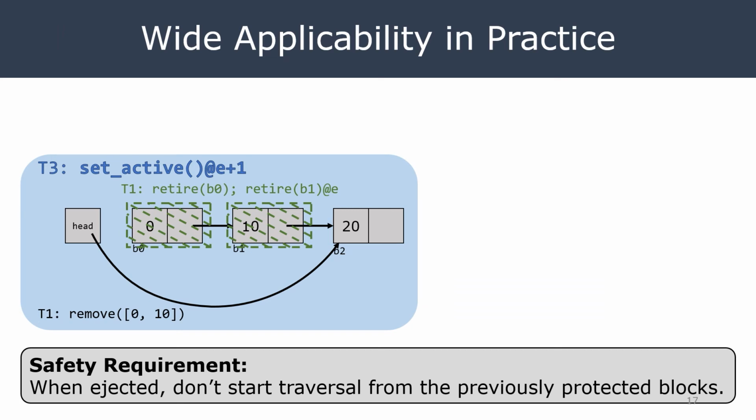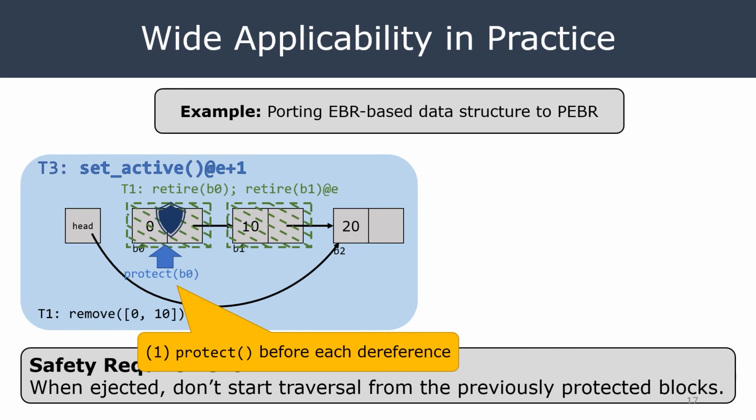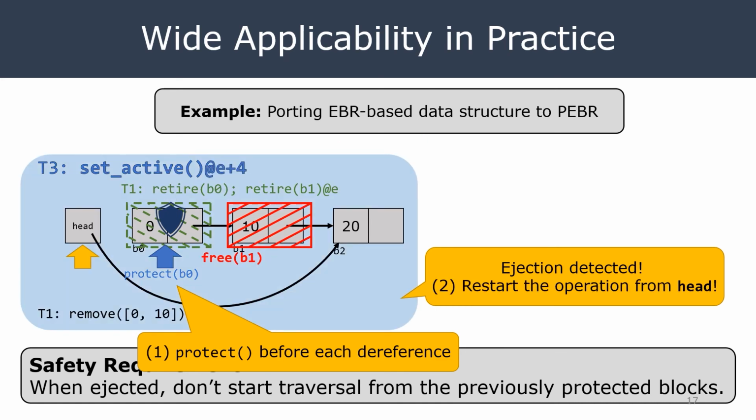In fact, data structures based on EBR can be ported into PEBR without violating the requirement. The process is straightforward. First, before each reference, you should protect the block. Second, if the protection failed due to the ejection, then restart the operation from the root of the data structure. By following this process, the user can automatically satisfy the requirement and avoid the unsafe protection.